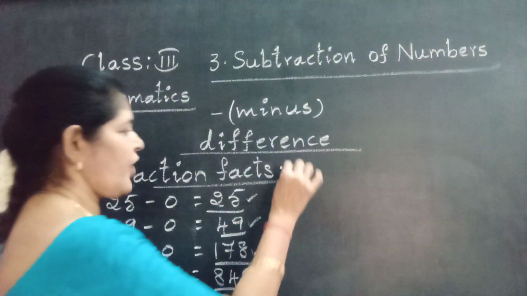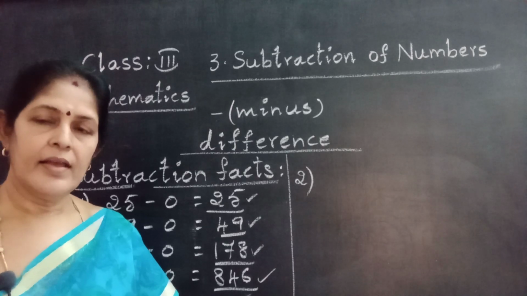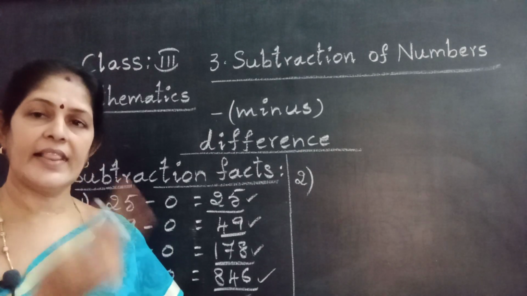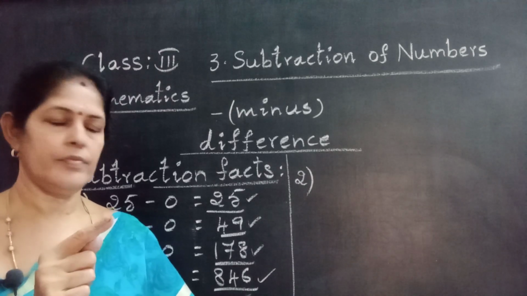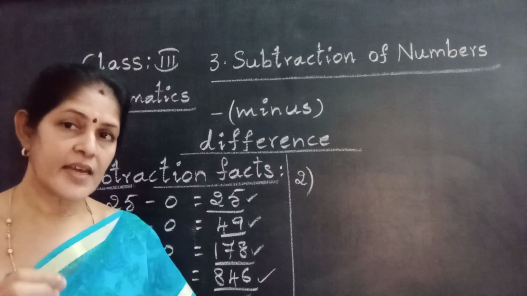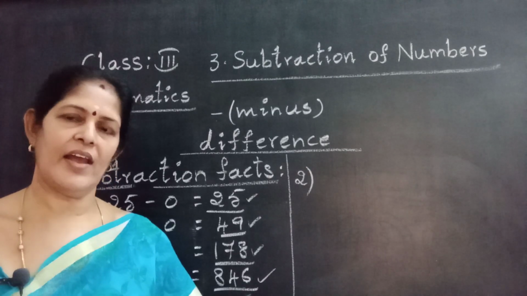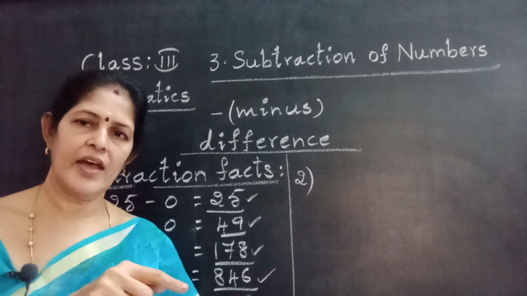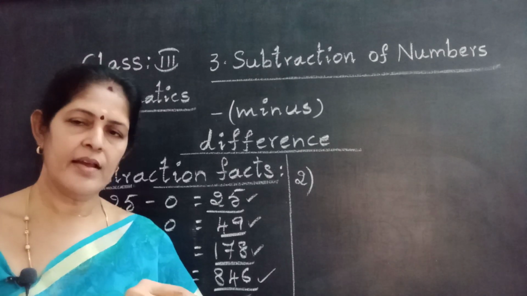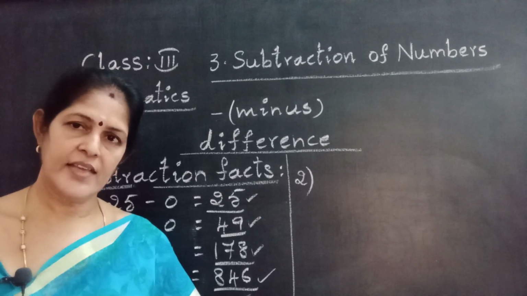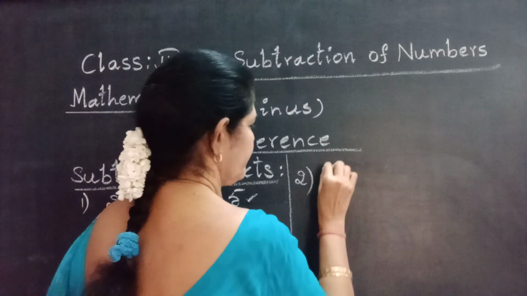Understood? Now the second fact is when we subtract 1 from a number. The answer is 1 less than the given number. Very easy. When we subtract 1 from a number, the answer is the before number of the given number, 1 less than the given number. Let us see the examples.